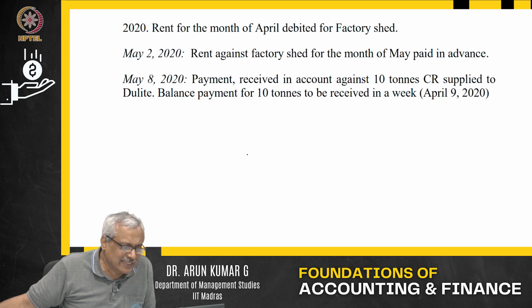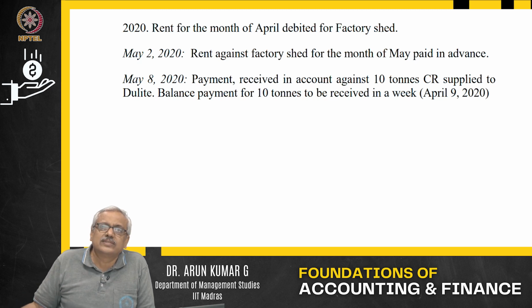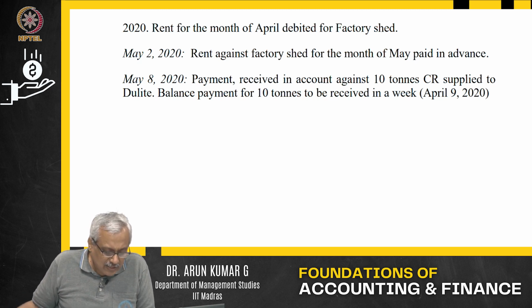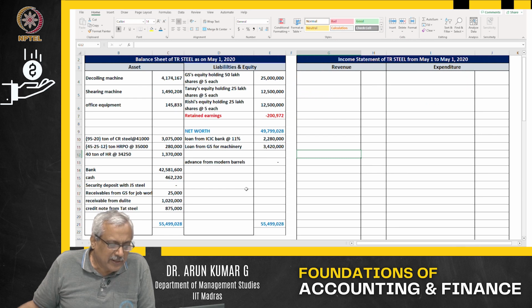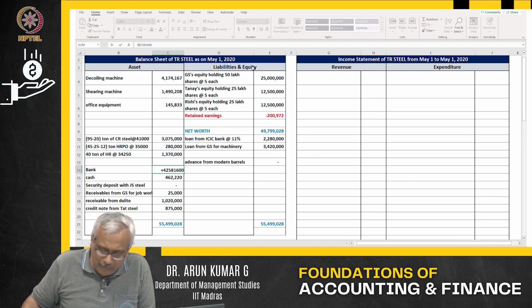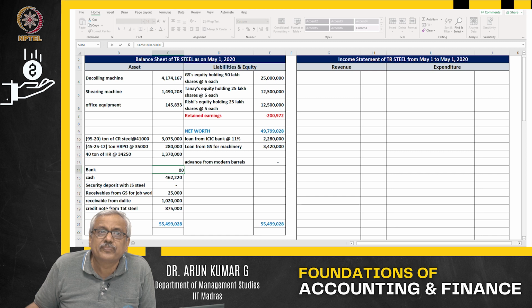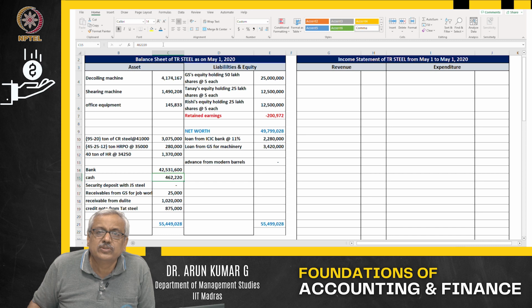2nd of May, I see a transaction. Rent against factory shed for the month of May, paid in advance. I don't know why, but paid in advance. Now what happens? I go back to the balance sheet. When the rent is paid in advance, what happens? My bank balance reduces by about 50,000, because 50,000 is the rent. My bank balance has reduced.